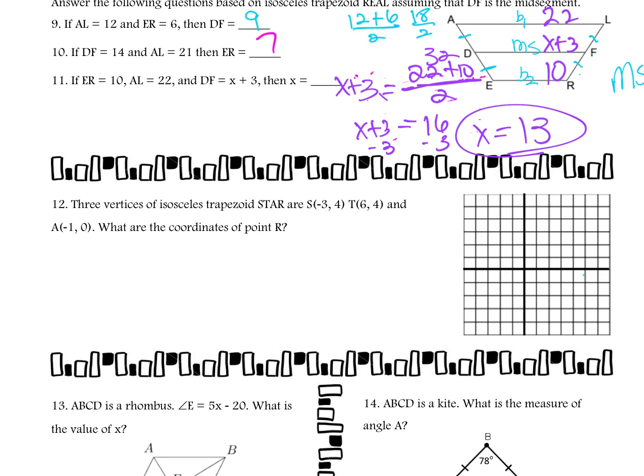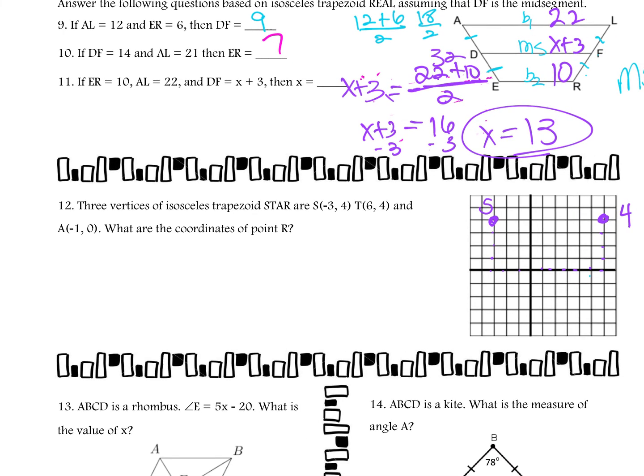All right, so right here, 3 vertices of the trapezoid are as follows. What is the coordinate for point R? Okay, so let's plot those points. I have negative 3, positive 4, and that is S. And then I have 6, positive 4. And then I have negative 1, 0. So that would be A.